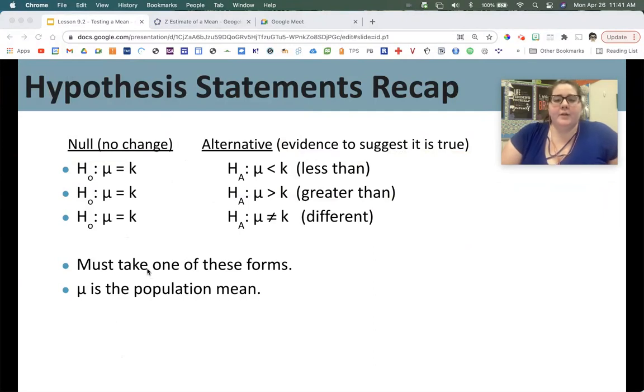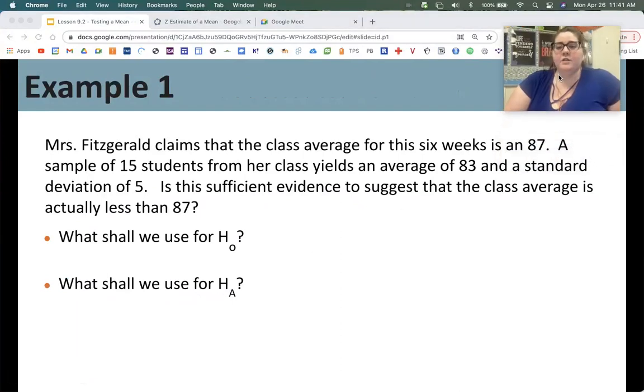What we talked about in our little intro lesson in 9.1 is just how we write null and alternate hypotheses. So what that would look like is for a means problem, which is what we're talking about today, your null is always going to be mu equals whatever number is the initial hypothesized number. And then your alternate would be mu is less than, greater than, or not equal to that same number. It must take one of these forms, and just remember that mu is the population mean, what we're hypothesizing about that population.